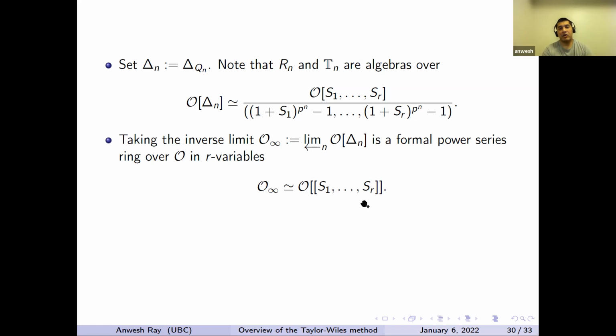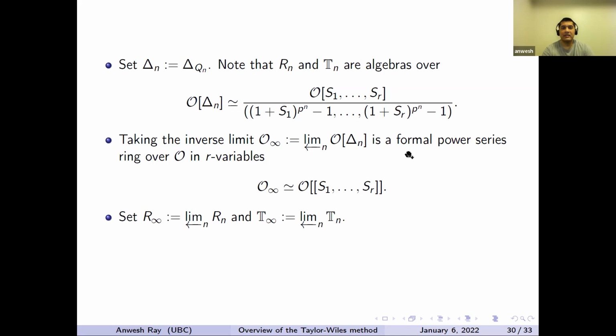And this formal power series ring has a very simple structure compared to a ring like O[Δ_n]. So what we do is we take the inverse limit of these deformation rings. We take the inverse limit of these Hecke algebras. So R infinity is the inverse limit of these deformation rings under these maps, and T infinity is the inverse limit of these Hecke algebras.